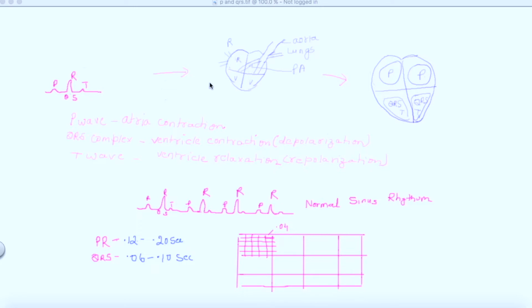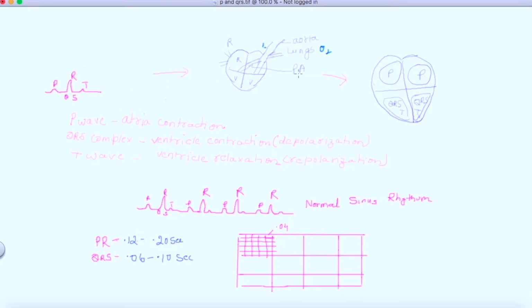So all the blood comes from the body through the superior vena cava and inferior vena cava. It all comes here, goes to the right ventricle, then goes to the lungs, gets oxygenated here, right? So the blood gets oxygenated, comes back to the left side of the heart, to the left atrium, and then from here it goes to the left ventricle and then goes to the body. So through the aorta, all oxygenated blood goes to the body.